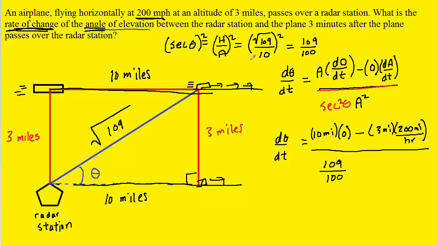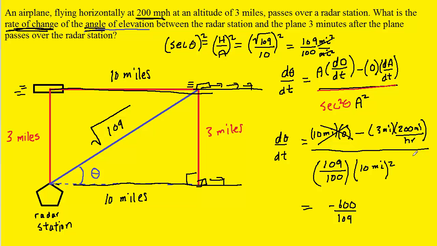And as for the units, since we had miles over miles, those units will actually cancel. Technically, these were miles squared over miles squared, but those units will cancel out. So we can just leave this as a unitless quantity. And then multiply by the adjacent side squared. So that's going to be 10 miles squared. Now, this term right here will drop out because we're multiplying by 0. We can pick up our calculators and multiply -3 by 200, and then divide by this entire quantity in the denominator. And when you do that, you should get -600 over 109.